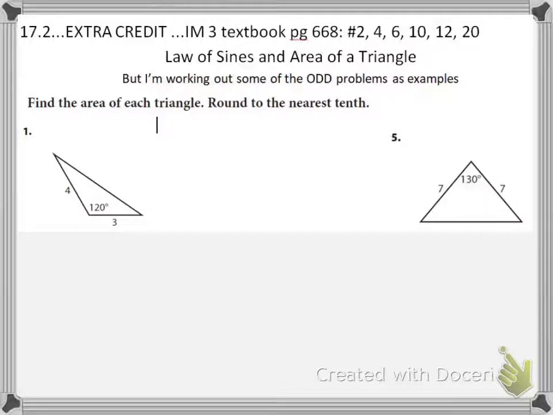Earlier this week, we did section 17.1, which used the basics of sine, cosine, and tangent. It was almost entirely review from last year. A little bit of new stuff, but almost entirely review from last year. 17.2 is something you probably did not see last year.